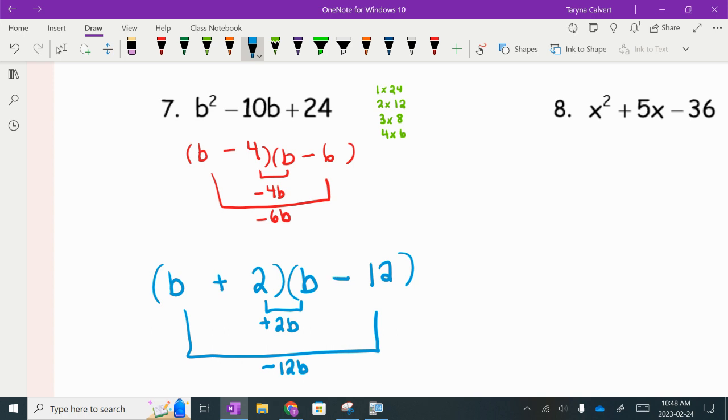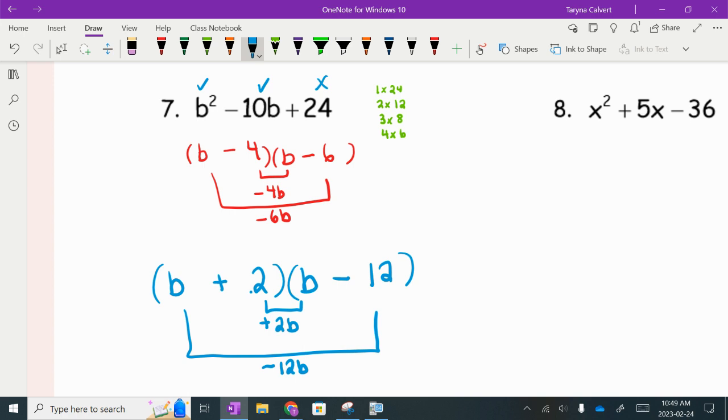So basically do a checklist. Does this times this give you the b squared that you need? Yep, so that's checked off. We're good there. Do these two middle ones give you the minus 10 that you need? Yep, so we can check that off. We're good there. But the problem comes in at the last step. A positive 2 times a negative 12 gives me a negative 24. So that's why you cannot use the B scenario, right? The one in the blue.